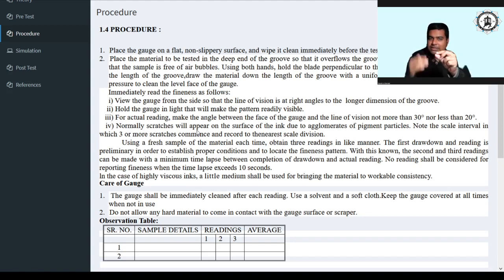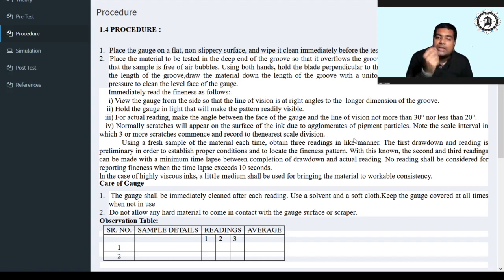Now imagine how scratches appear. This is the pigment particle, right? And ink is over here. You are trying to scrape the ink with the blade. Now the pigment particle being larger, it will block the ink from flowing in this particular line, and as you scrape the blade, this larger pigment particle will also come down, and it will cause a line or a particular pattern to appear. Normally scratches will appear on the surface of the ink due to agglomerates of the pigment particles. That means dispersion has not been done.